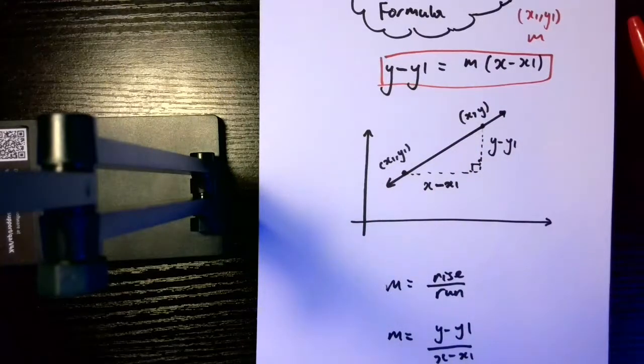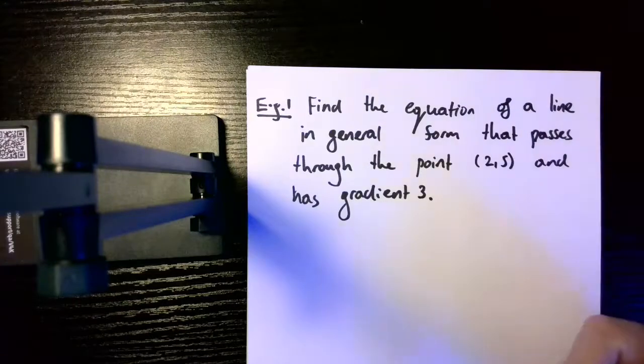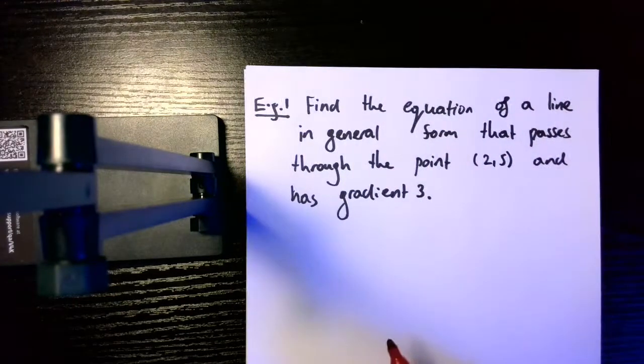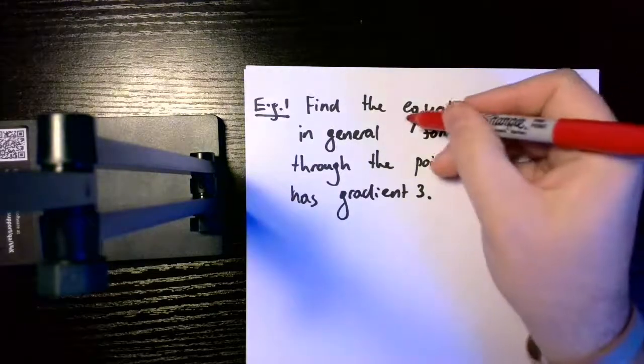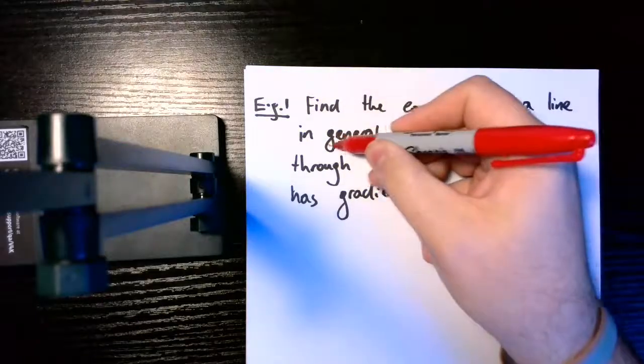Okay, let's have a little bit of a look now. This question is asking us to find the equation of a line in general form that passes through the point (2, 5) and has gradient 3. So let's break this down a little bit. It's the equation of a line in general form.